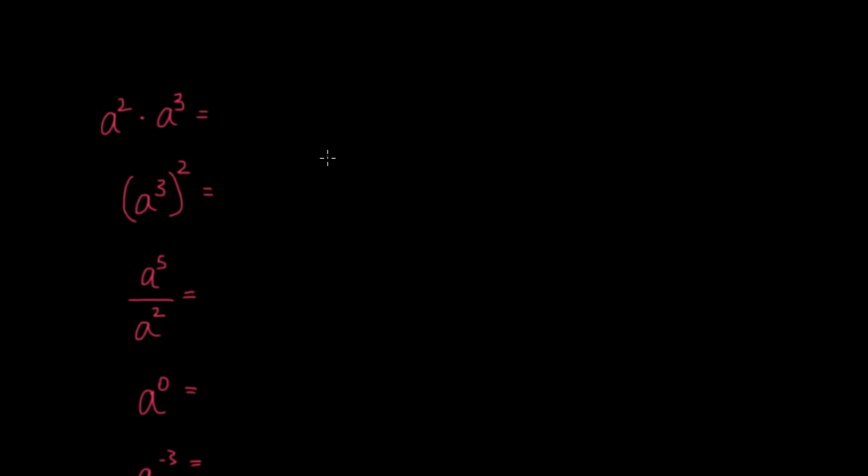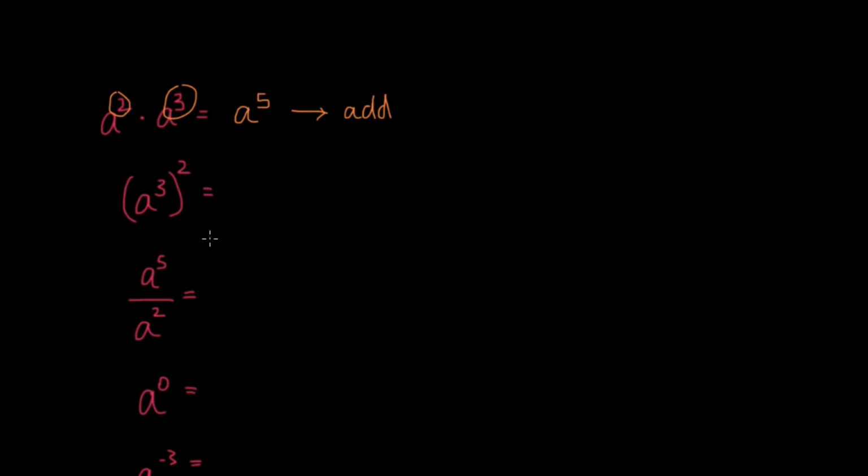Let's say we have a to the second times a to the third as shown in our first problem. If we see something like this, where both of the bases are the same, then our answer will be that common base, which in our case is a, and the exponent will be the sum of these two exponents. So 2 plus 3 is 5. So whenever you see something like this, you add the exponents.